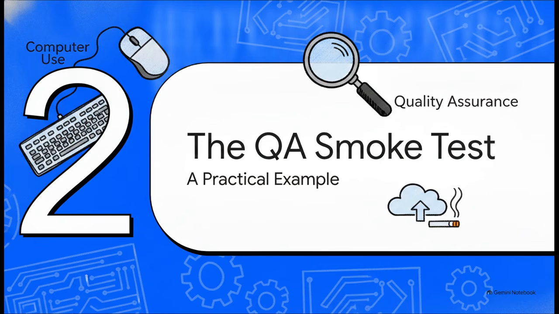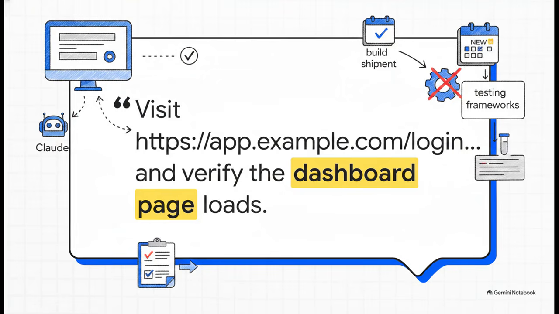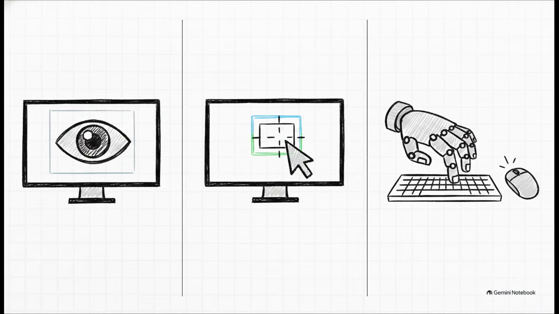Okay, let's look at one highly practical example, the QA smoke test. Imagine you're a QA engineer. You need to test an internal web app's login flow every time a new build ships, but you have zero test frameworks set up. No Selenium, no backend hooks, nothing. You can simply send Claude this plain English instruction. Visit the login URL, log in with these credentials, verify the dashboard loads, and report success or failure. That's the whole shebang. So, what does Claude actually do with that?